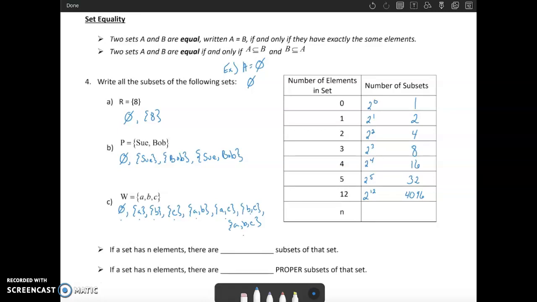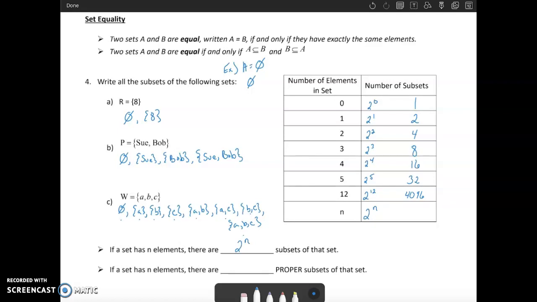We've written out all of the subsets if we have 1 element or 2 elements or 3 elements, but these grow exponentially. So once you get above 3 or 4 elements, you really aren't going to want to write them all out. You're going to want to just know this formula to know how many of them there are. So the formula is 2 to the n power. That's what we're going to write down here. If a set has n elements, then there are 2 to the n subsets of that set.